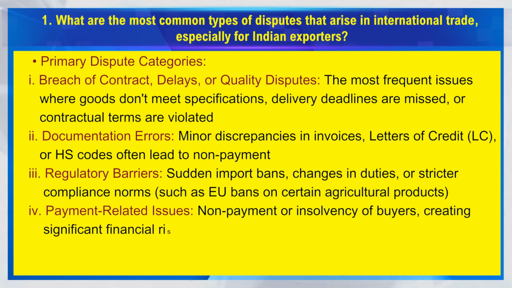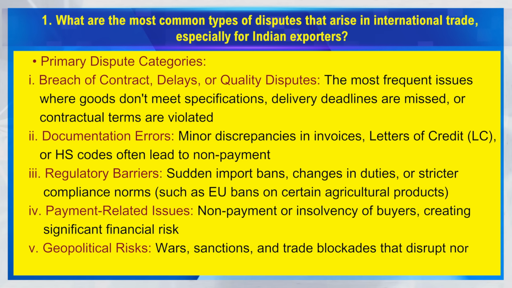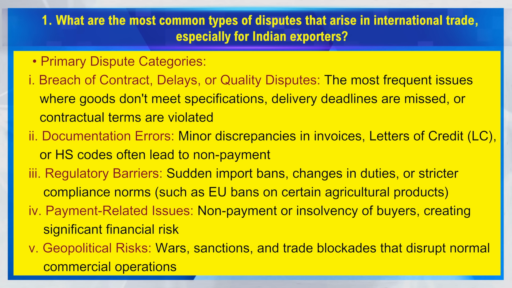And then sometimes there are regulatory barriers that have to be considered. For instance, there are bans or some stricter norms in some of the countries that are introduced at the last minute. And invariably, it's always about payment related issues. Like, for instance, if it's on a letter of credit, whether the terms are such that the letter of credit is enforceable or not.